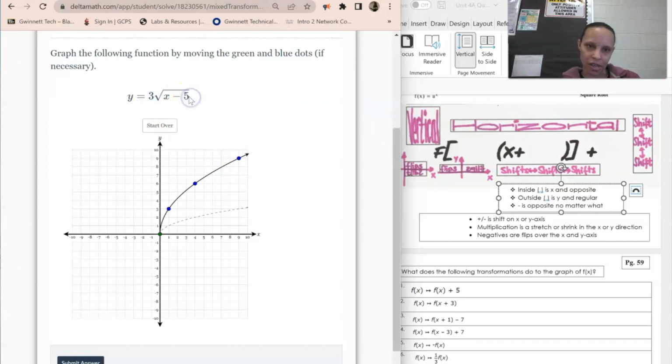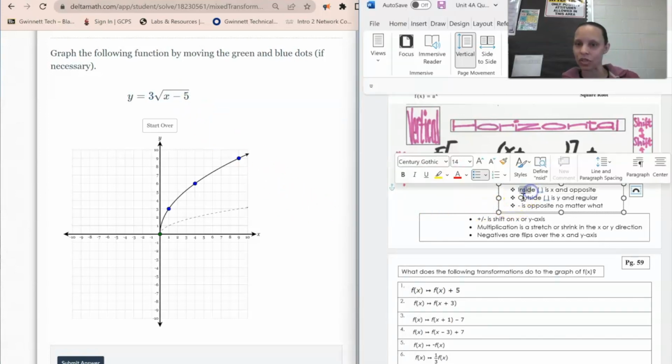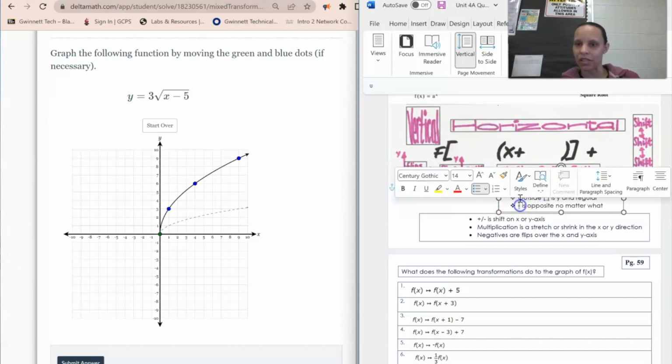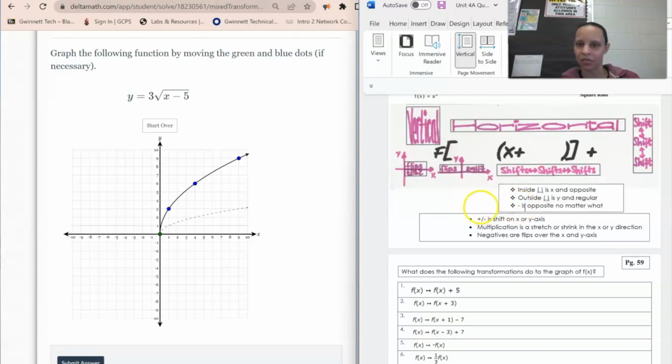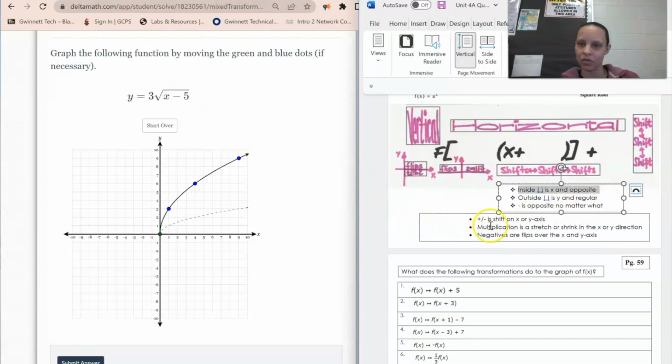Now I'm going to look at the inside. In the inside, what do I have? I have minus 5. So again, I go back to my notes and I ask one of these questions: is it inside, outside, or is it a negative? It's inside, right? So inside is x and opposite. You need to keep that in mind. Then I go to the second question: am I adding or subtracting? I'm subtracting it, right?